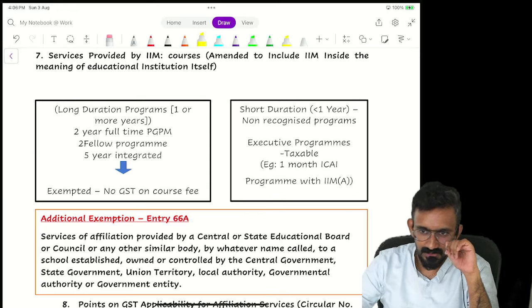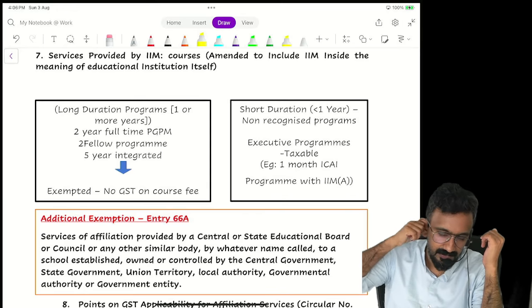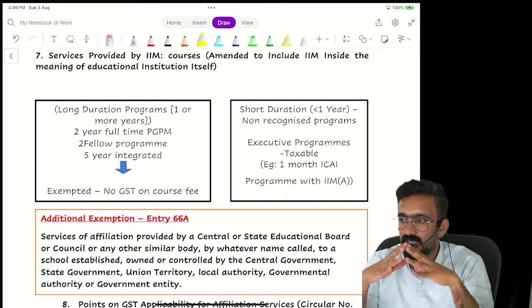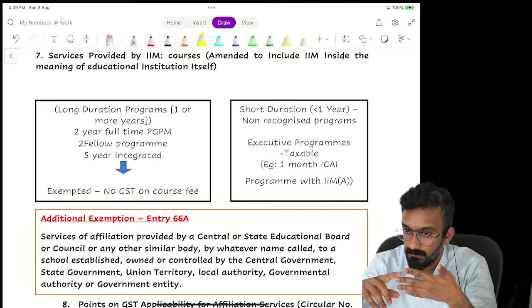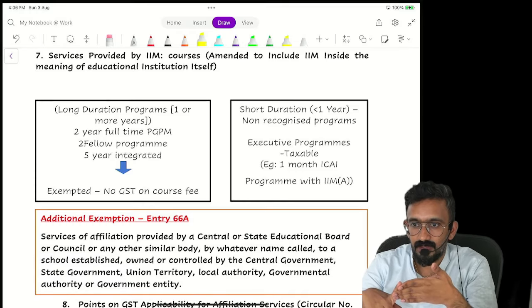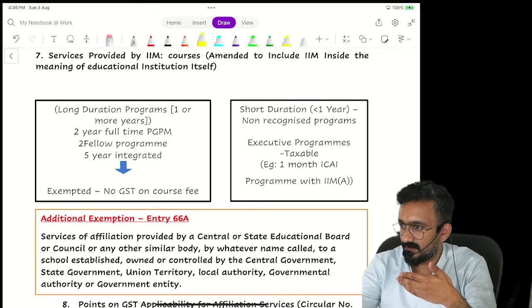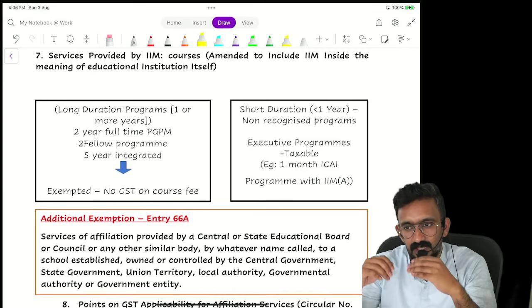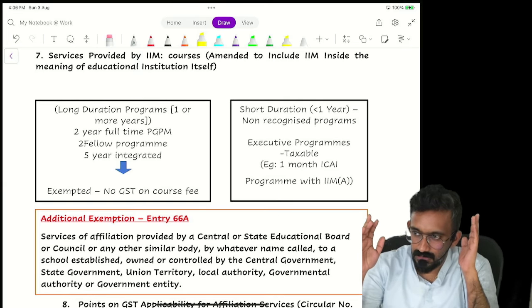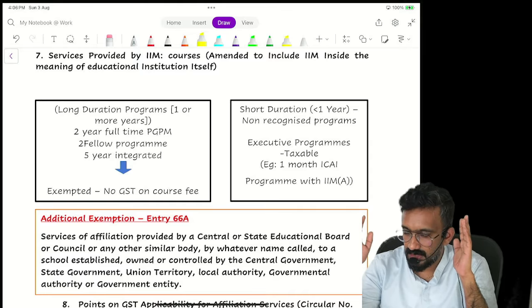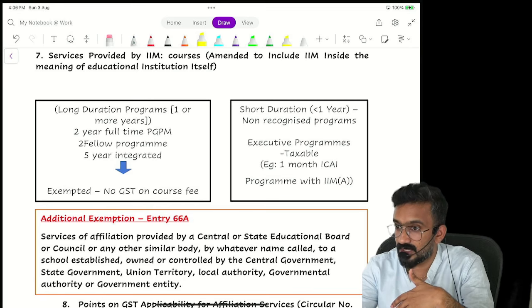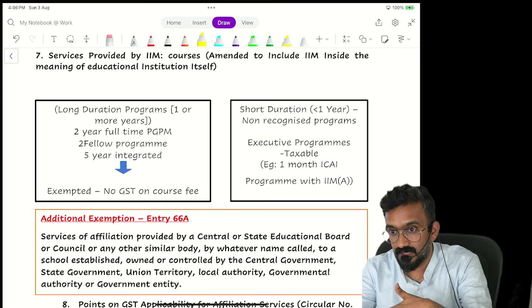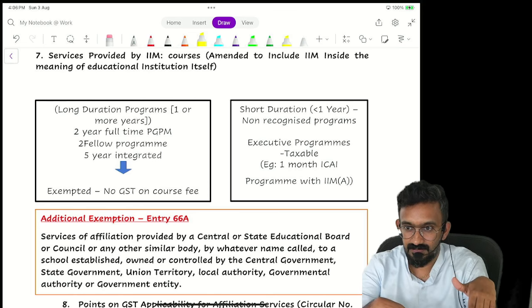IIM has multiple courses. If you go to Instagram today, you have IIM main courses like BBA, MBA, BBA plus MBA, PhD program. All of them are 1 year plus, long term. Would be exempt. And it is huge cost. After getting 99% in CAT exam, you have to pay 25 lakhs to study there. If GST comes in, 4.5 lakhs again. That 4.5 lakhs you have, you can do 2 times CA.